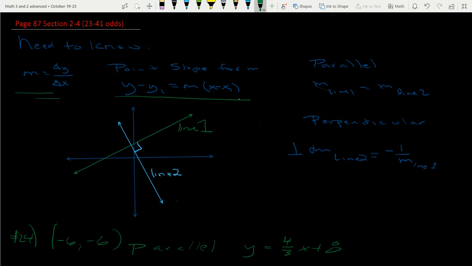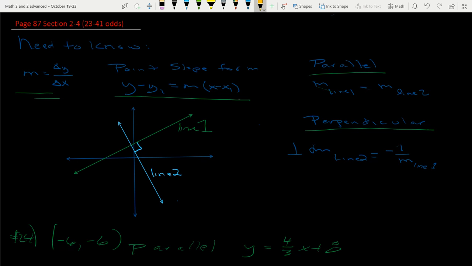Some definitions for you from our geometry stuff. If it's parallel, the slope of line 1 is the same as the slope of line 2. And if it's perpendicular, the perpendicular slope of line 2 is equal to -1 over the slope of line 1. So let's look at this to jump into that. Again, I would stop the video and copy this down real quick if you need to.